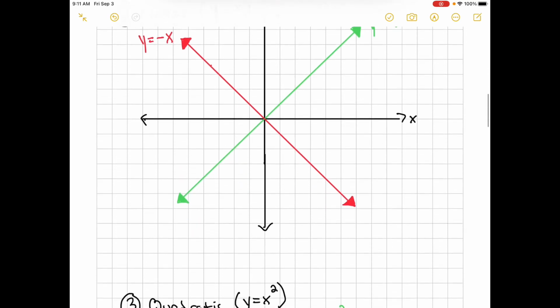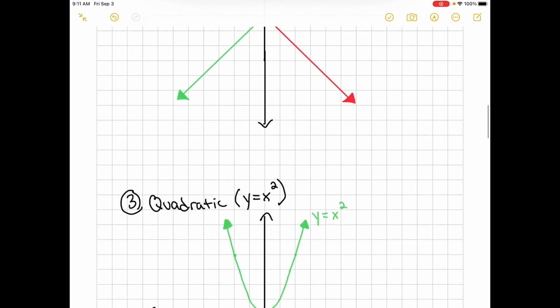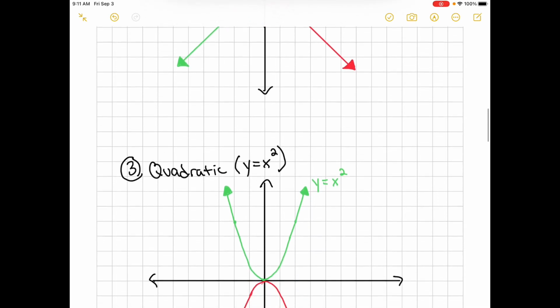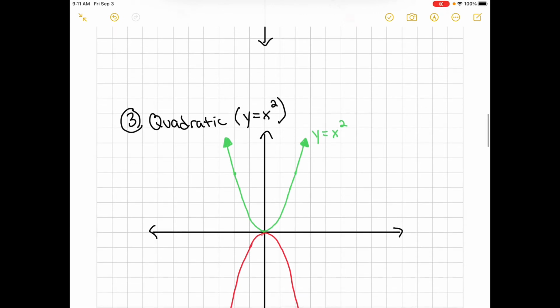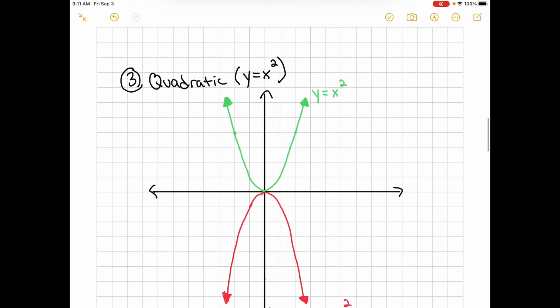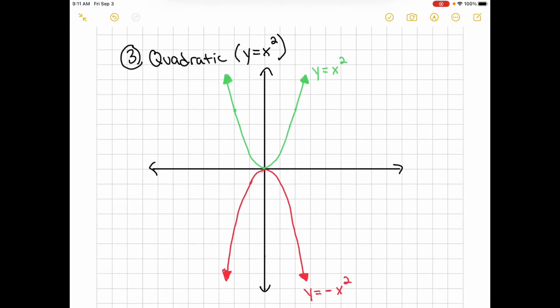And our next one is our quadratic function, y equals x². Quadratic function, the highest exponent for x is 2. So you have y equals positive x², it's opening up. That's my green one. And then y equals -x², it's opening down. And that's my red one.